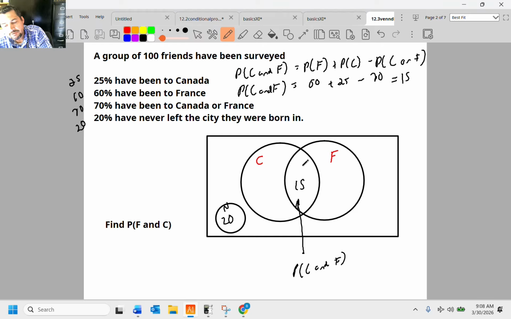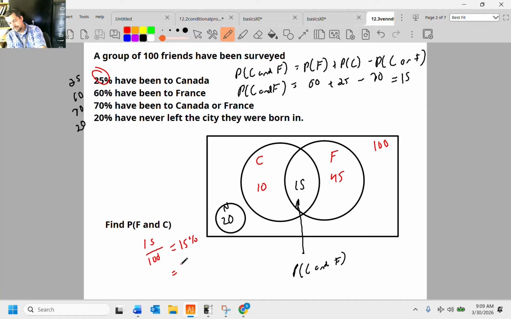Now let's label one of our circles Canada and the other one France. The Canada circle all together has 25 kids in it, so we're going to put a 10 there. The France circle has 60 kids. 60 minus 15, we're going to put a 45 here because this makes the circles add to what they're supposed to. But I didn't need to finish out the Venn diagram, which by the way had 100 kids in it. The probability of France and Canada is the 15 in 100, which is 15%.